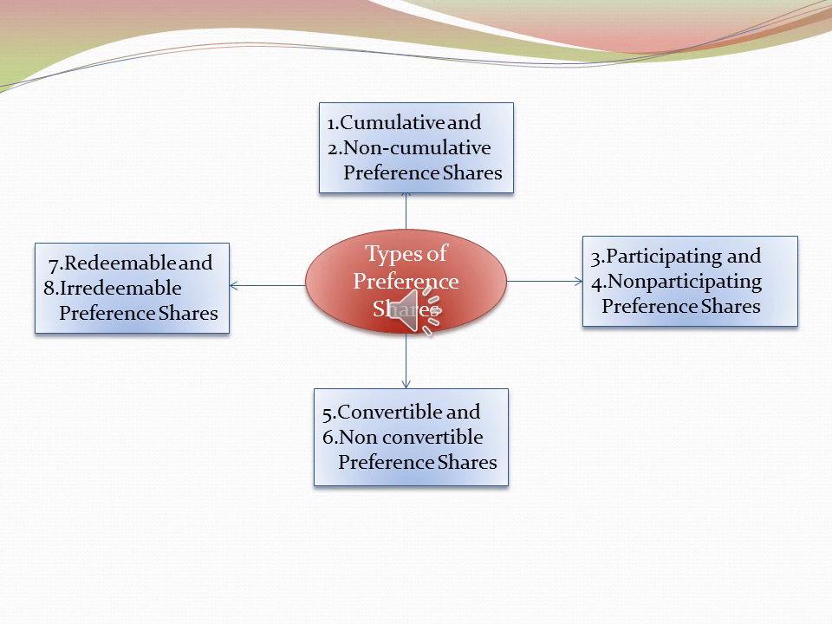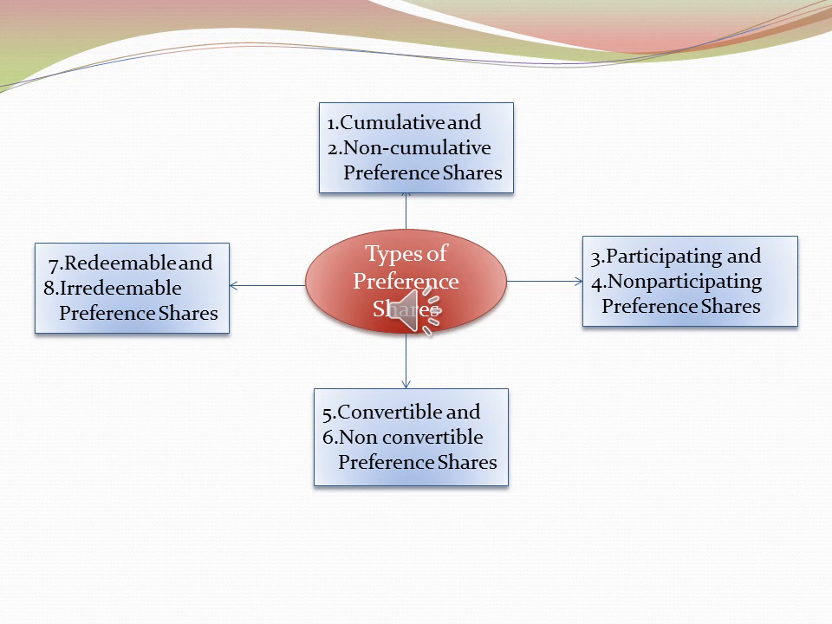Cumulative preference shares are those preference shares whose dividend gets accumulated. It means if in any particular year the dividend has not been paid to the preference shareholders due to loss or insufficient profit, then that period's dividend gets accumulated for the next year. It means it will be paid in the next year when the company earns profit.